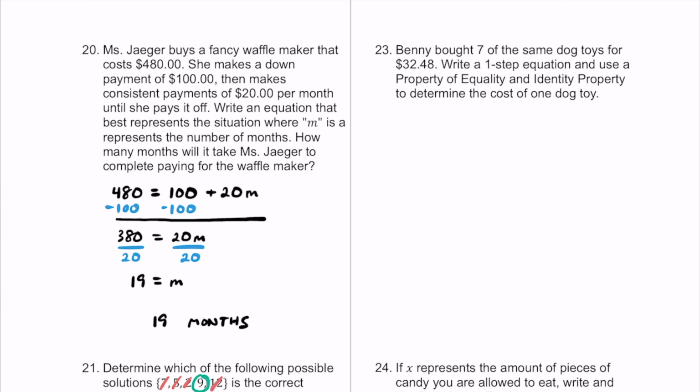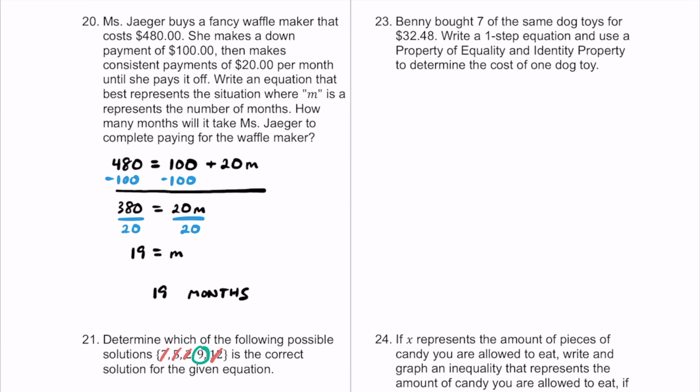For number 23, Benny bought 7 of the same dog toys. So we can say if he bought 7 of the same thing, that's going to be 7 times whatever the price of one of them is, and that's going to be equal to $32.48. Okay, so that would be an equation to represent this. Now, what if we want to find the cost of one of them? Well, let's take the price and divide it by 7.